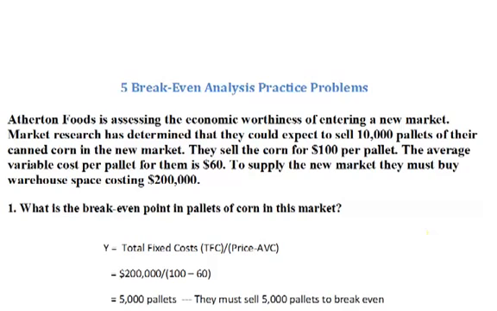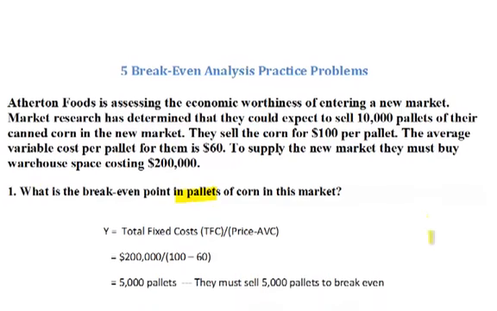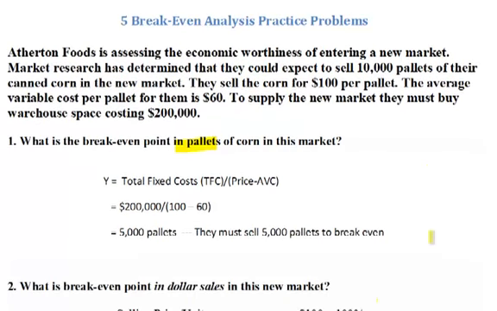The first thing we want to know is what is the break-even point in pallets, because you need to be able to do both of these things in both dollars and pallets. Let's deal with our first equation, whose derivation you've seen in the textbook. In our case, it's the total fixed cost, TFC, divided by price minus average variable cost, AVC. And price minus average variable cost is our contribution.